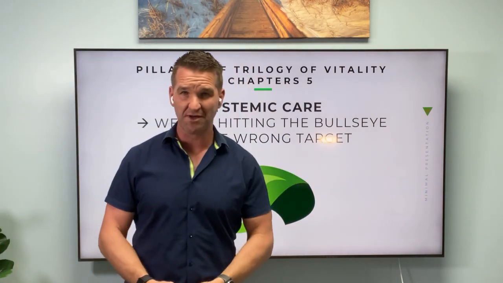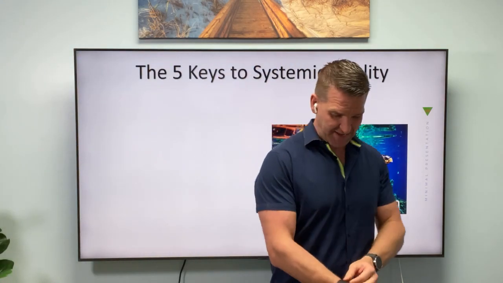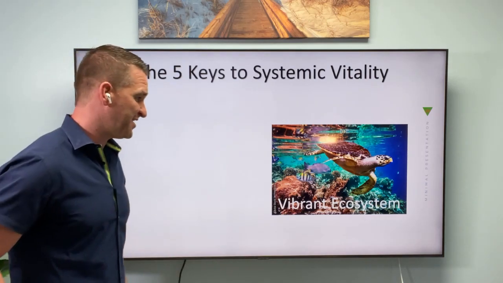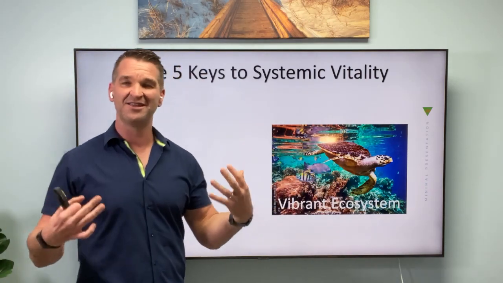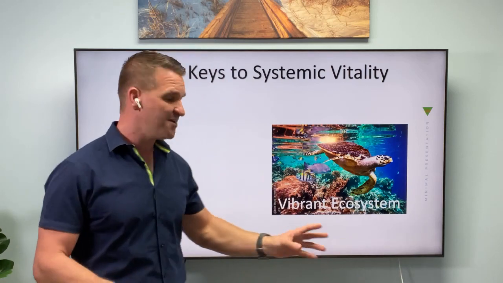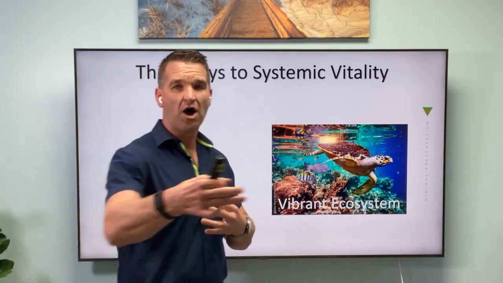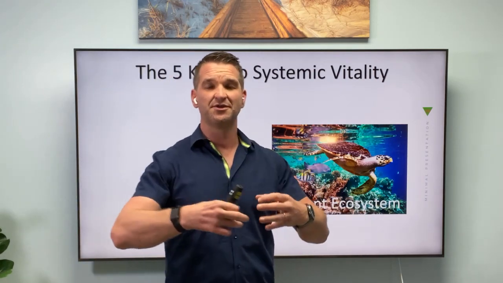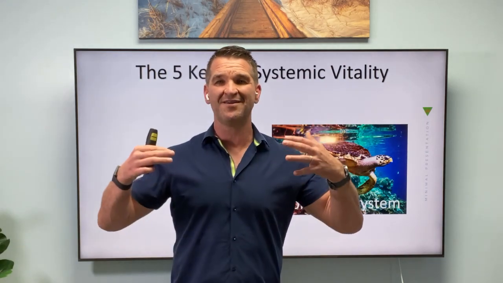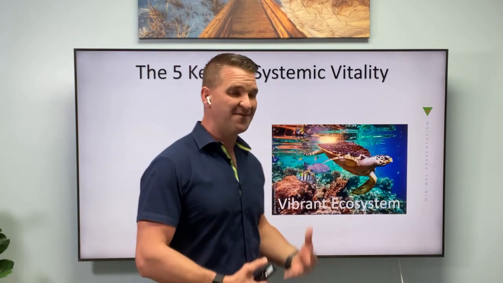And so, this chapter starts with going over the 5 keys to systemic vitality. I had recently had somebody ask me, well, what is systemic vitality? What is vitality? I gave you that definition at the beginning, but one thing that occurred to me was vitality is like a vibrant ecosystem, right? It's like when everything in the environment is working together, supporting each other part of the ecosystem to work in the most optimal way. It's a very coherent, very supportive, very interdependent, very symbiotic relationship. Everybody's working together to create a vibrant ecosystem.